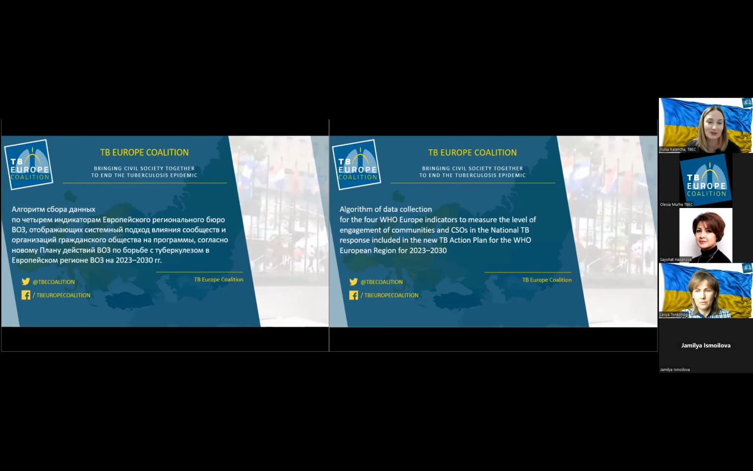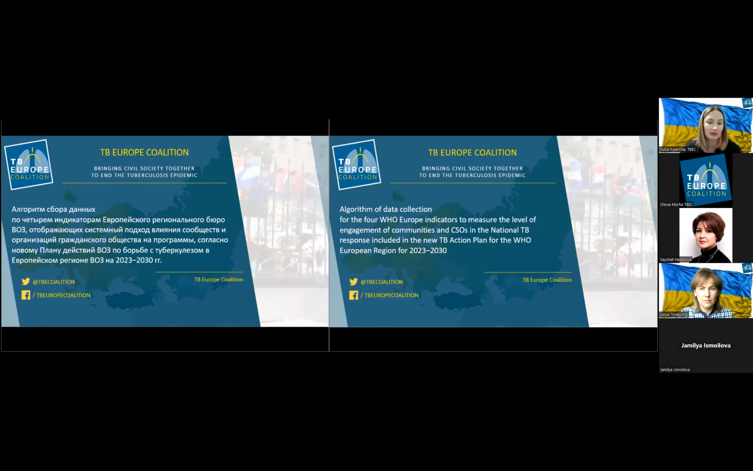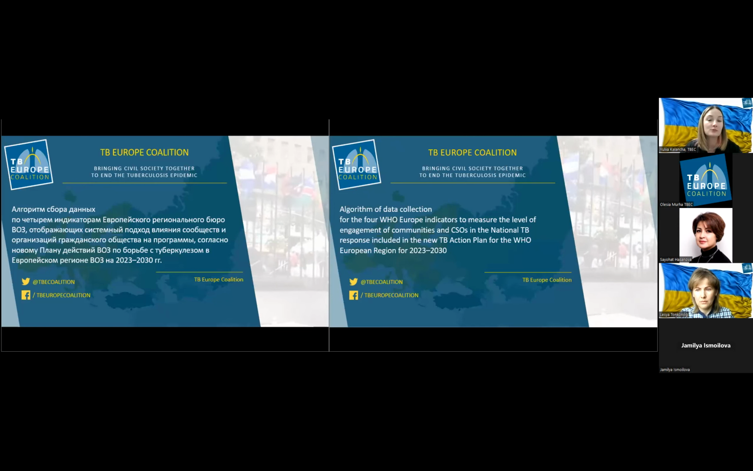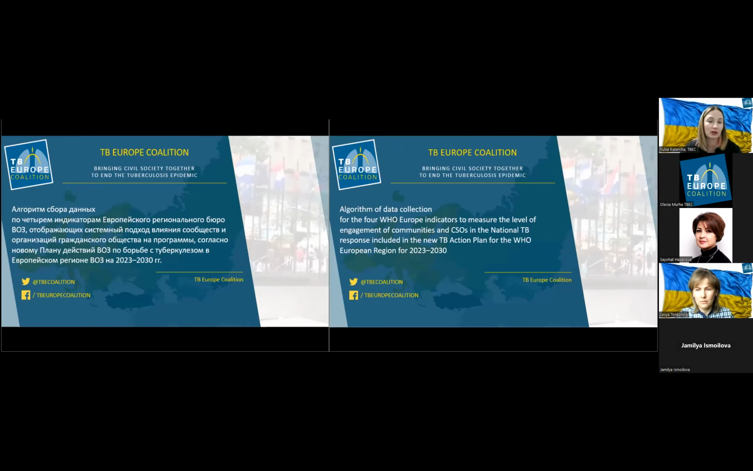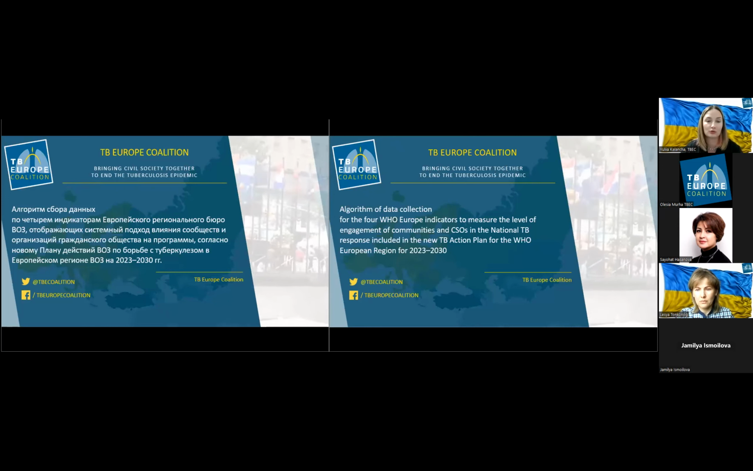And here, together with WHO, and we are grateful to Georgi Kuchukvidze and the WHO Global Program, TBEC with WHO have developed the algorithm that will help us to get involved in data collection for the 4 indicators on engagement of communities and CSOs, and thus to support TB response programs within WHO reporting, to make it possible for WHO and the countries to track at their level the progress in achievement of global targets and objectives regarding meaningful involvement and engagement of communities and CSOs.